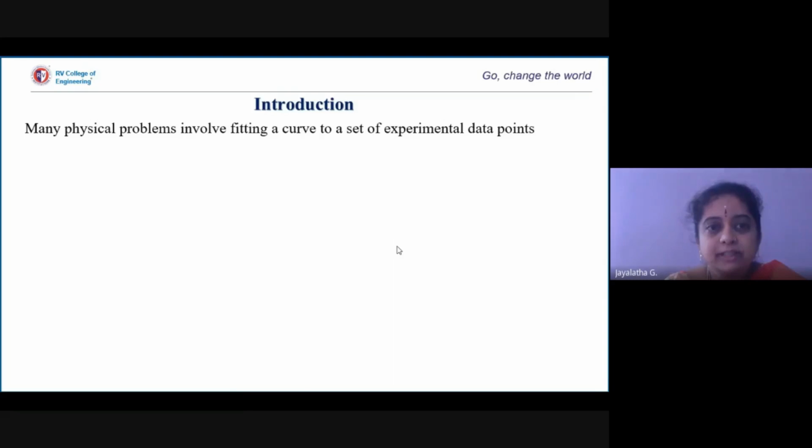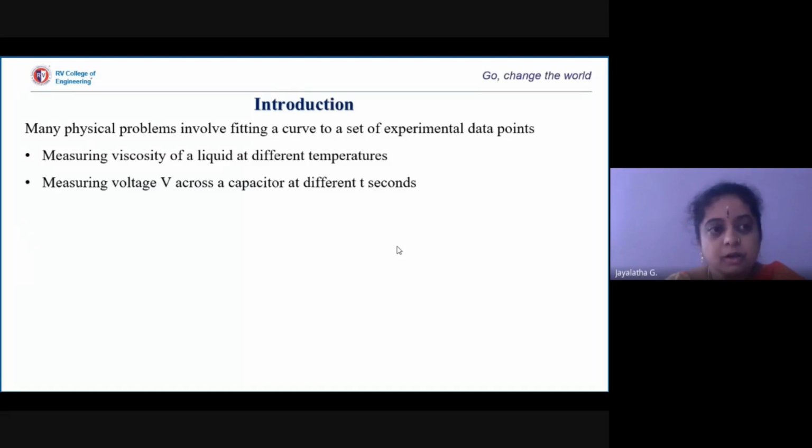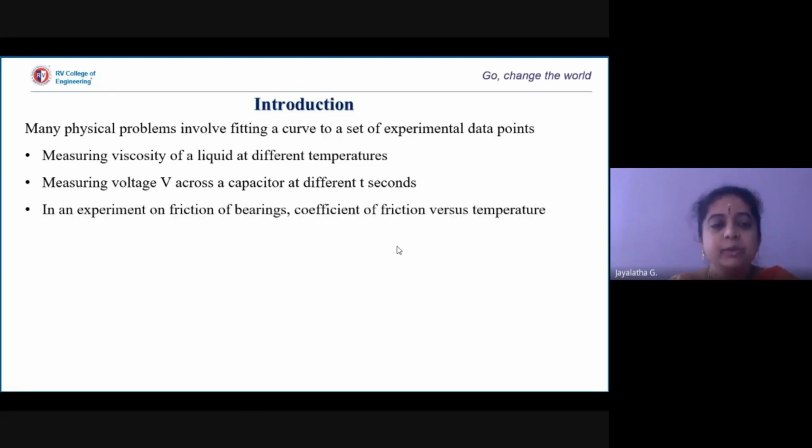So in many physical problems, they involve fitting a curve to a set of experimental data points, right? So experiments could be the one which I mentioned, viscosity versus temperature, measuring viscosity of a liquid at different temperature values, or it could be measuring voltage V across a capacitor at different time t seconds. It could be in an experiment of friction of bearings, finding the coefficient of friction versus temperature.